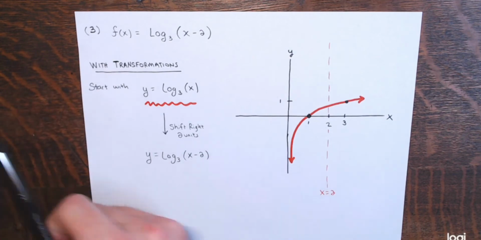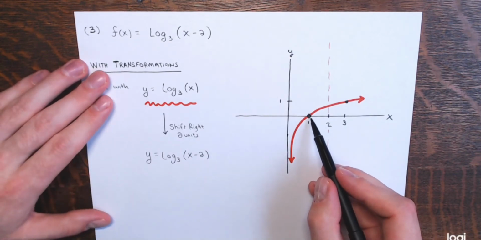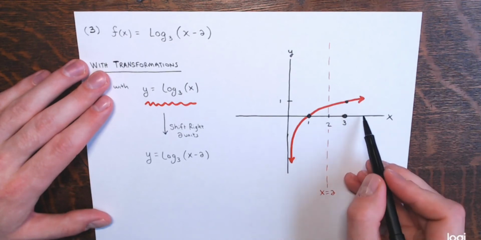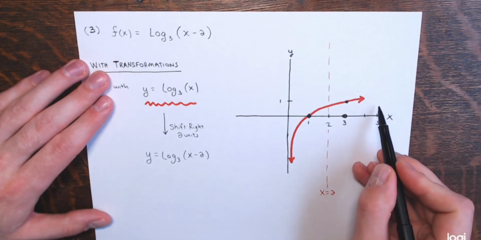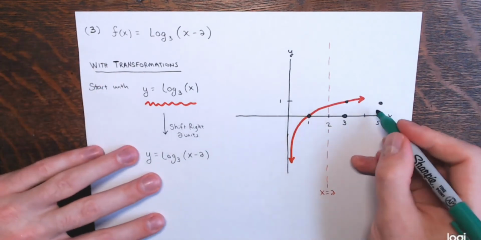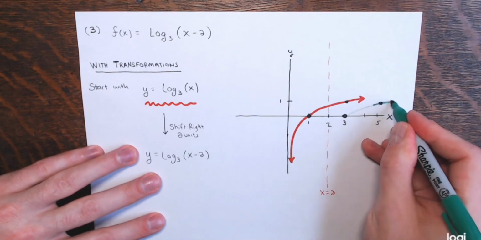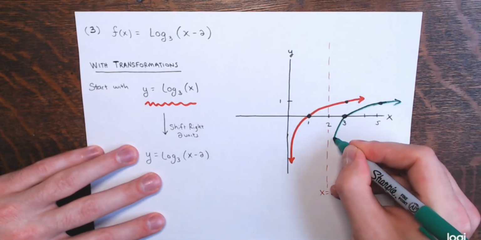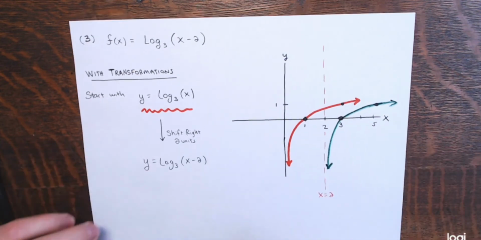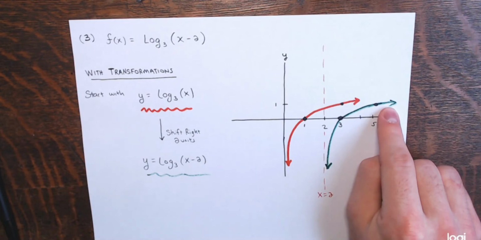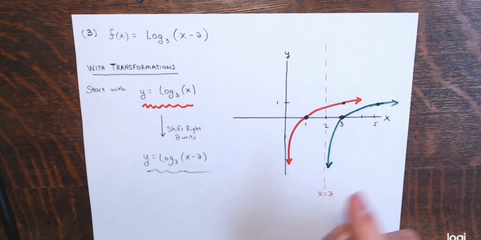And then 1, 0 moves to the right 2 units to be 3, 0. And then 3, 1 moves to the right 2 units to be 5, 1. And it's the same picture, just everything shifted to the right 2 units. So that's an increasing function, but this time, the asymptote's at x equals 2. And there's the graph that they wanted, right? This is the graph that they wanted. Now there was only one transformation going on there, so this is pretty simple.